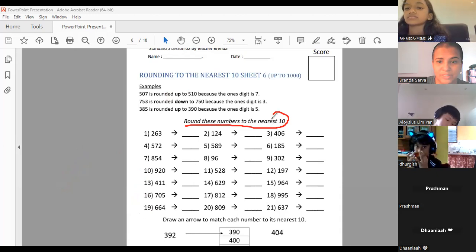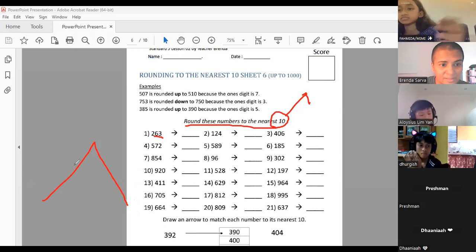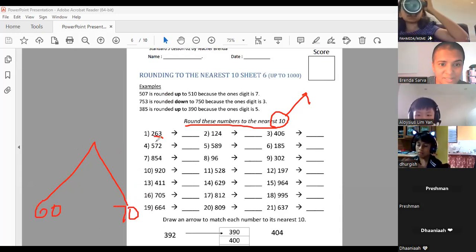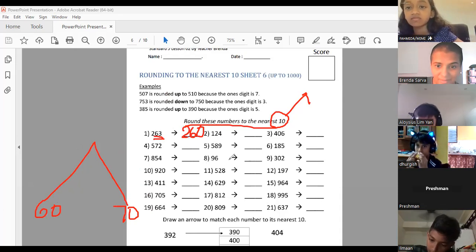Round these numbers to the nearest 10. Nearest 10 means the tens house, so you must always remember your hill. Now, where is 263? 63 is between 60 and 70, so 63 will surely reach and become 60. But don't forget the 200, just keep it in front. So it becomes 260. Okay?